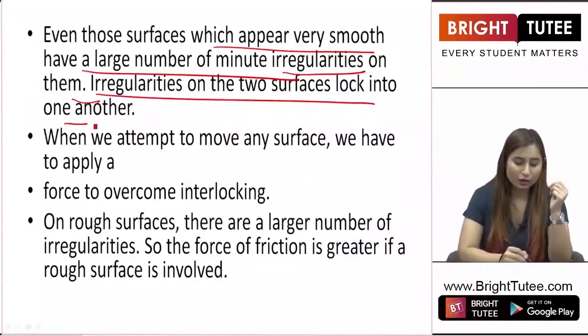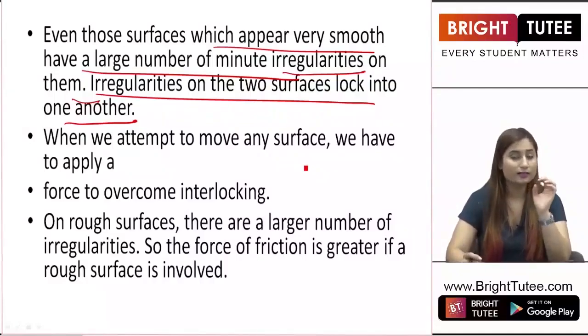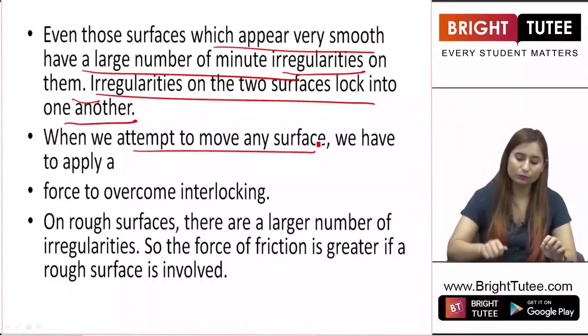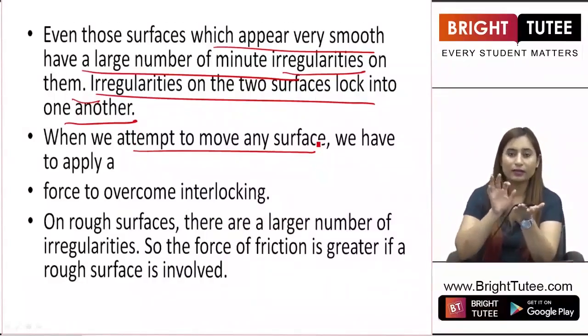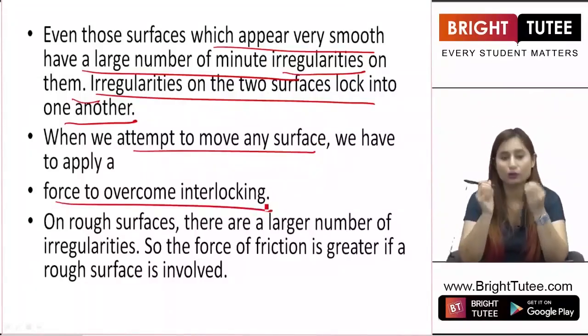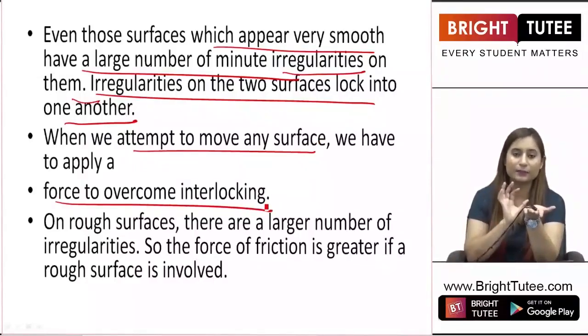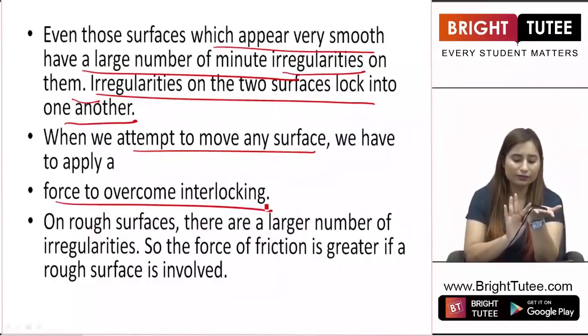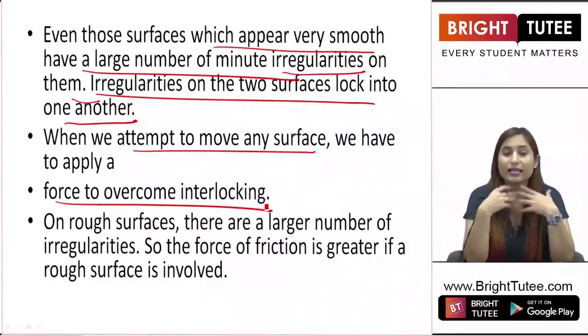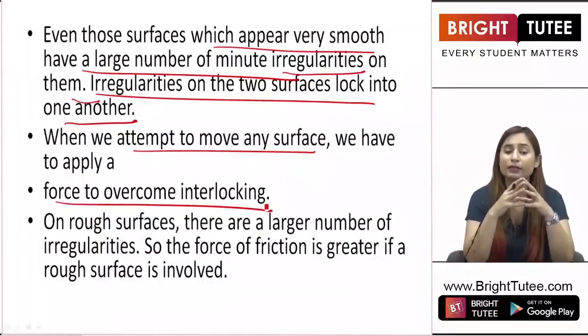Irregularities on the two surfaces lock into one another. When we attempt to move any surface, for example, if I am trying to move this pen over my hand, it stops on its own. We have to apply a force to overcome the interlocking. Now let's see, I am sliding this pen but it has stopped on its own, right? Now what should I do to keep it moving? I still have to apply more and more force so that I can overcome the interlocking between the two surfaces, right? So the force that I apply must be stronger than the interlocking present in between the two surfaces.